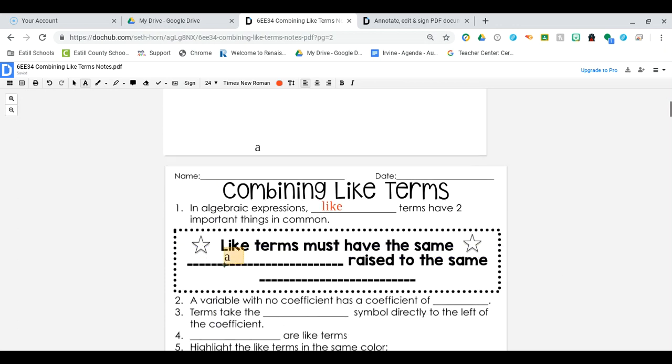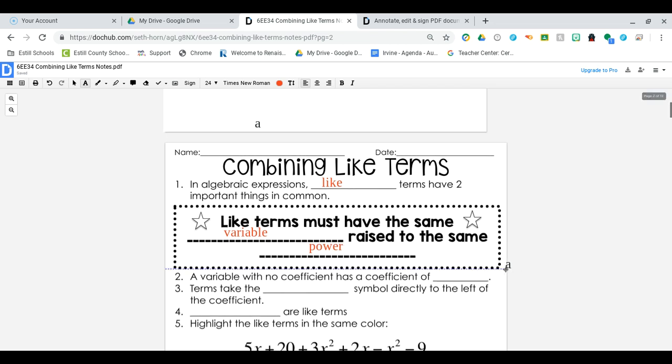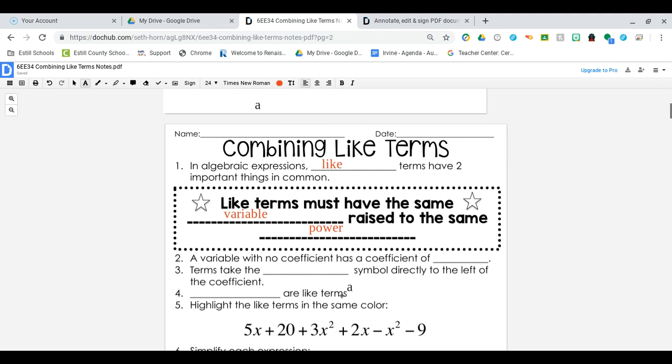These two important things are: number 1, like terms must have the same variable raised to the same power. And remember, when we talk about power, this is whenever we're talking about exponents such as squared, cubed, or to the fifth power, to the 10th power, whatever it may be. Number 2 says a variable with no coefficient has a coefficient of 1.